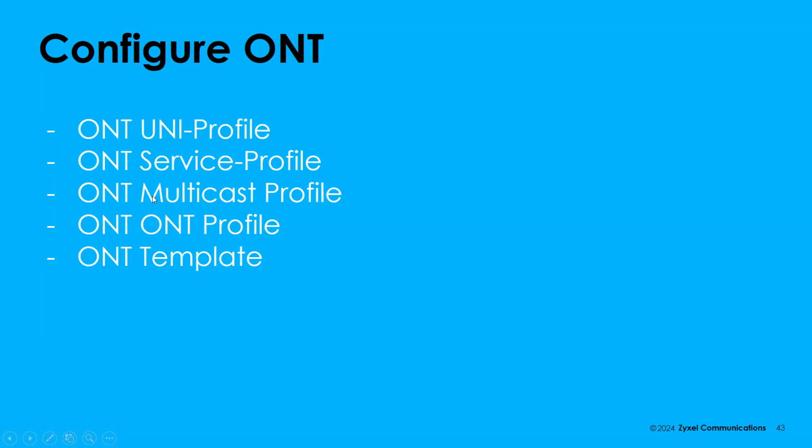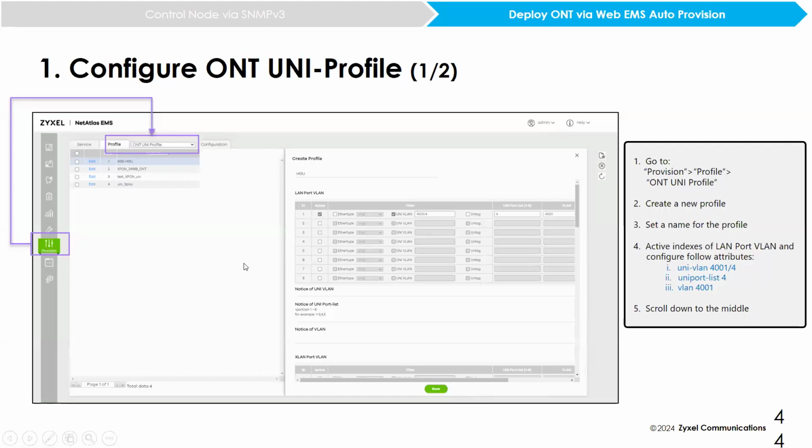Okay, so now we move on to see how we can configure the OLT settings through the web EMS system. As we already know, in order to provision an ONT's configuration, we need to create several profiles like this, and then summarize them into a single template for the provision. So in the next slide, we'll show you how we can create those profiles through web EMS one by one.